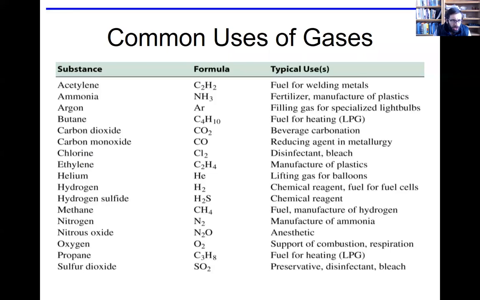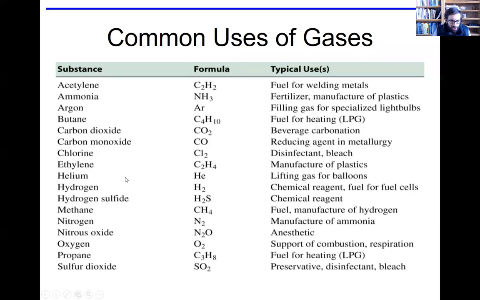There's a lot of different gases that are industrially used. Most of them are going to be relatively small molecules with low molecular weights. We'll talk about that in the intermolecular forces chapter, but higher molecular weights tend to be solids and liquids. There's more forces that bind those molecules together. And so you can see most of these that are gases at room temperature have relatively low molecular weights.